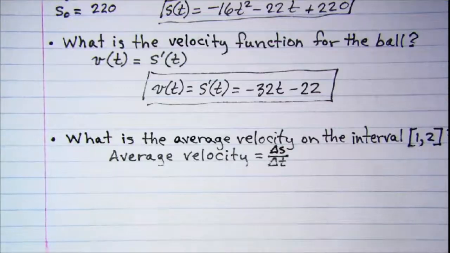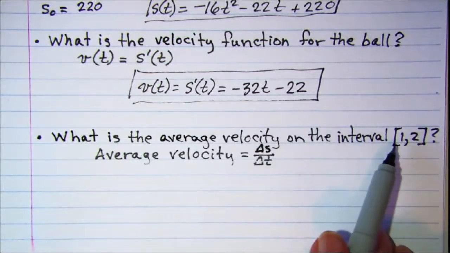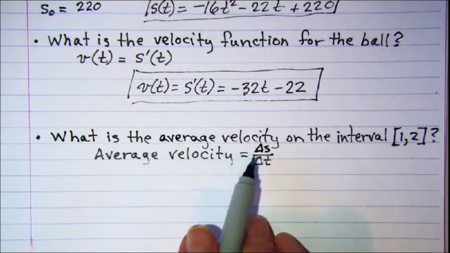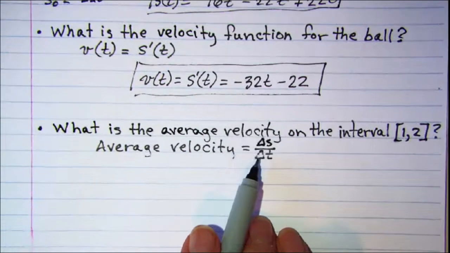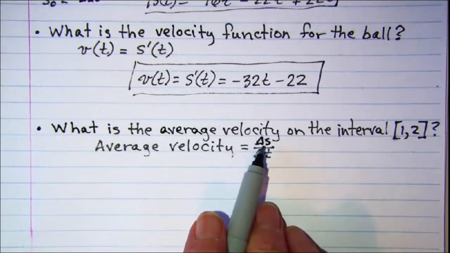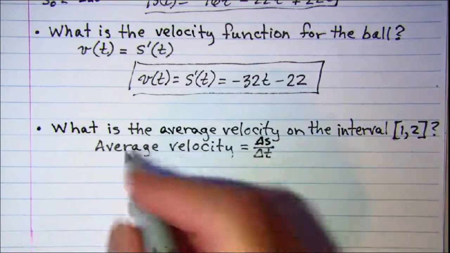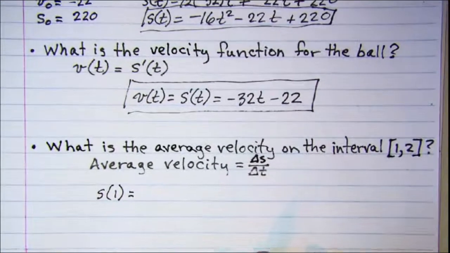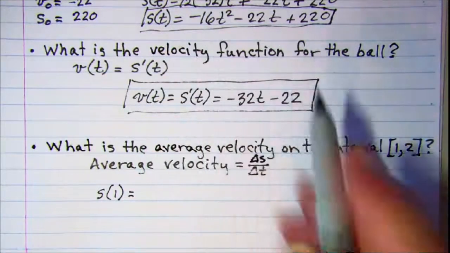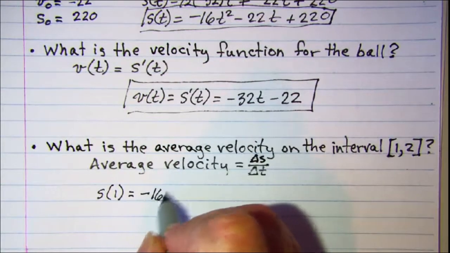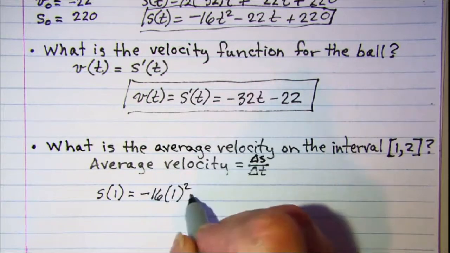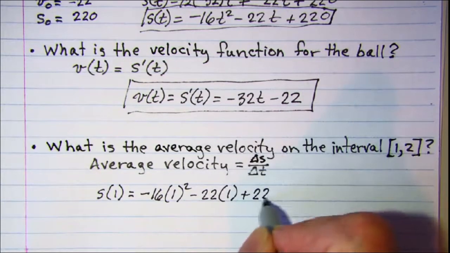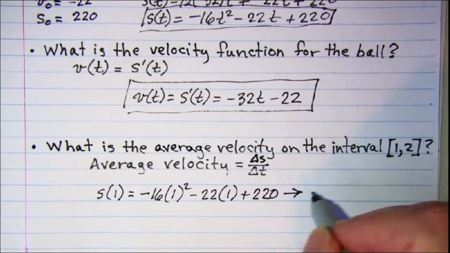Our next question, what is the average velocity on the interval from 1 second to 2 seconds? We recall that average velocity is the change in position divided by the change in time. So we need to find the position at 1 second. And we're going to use our position function here. So negative 16 times 1 squared minus 22 times 1 plus 220. This gives us 182.